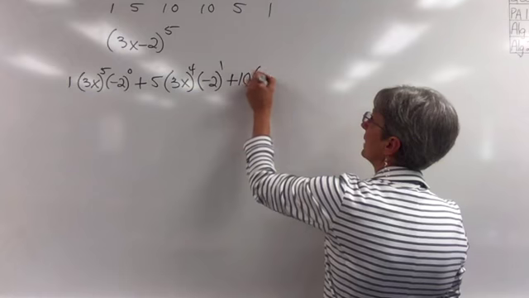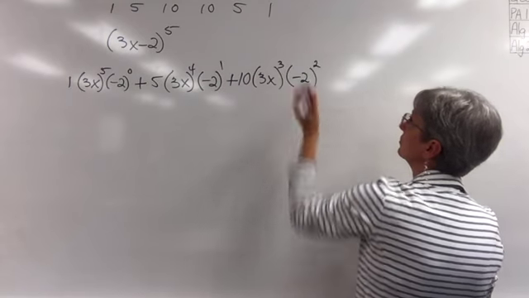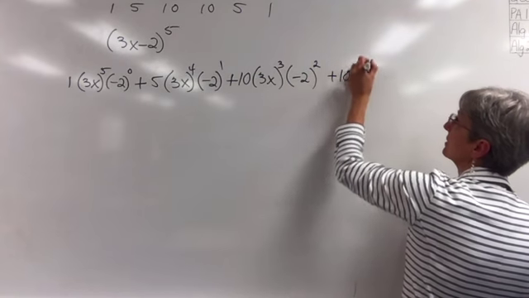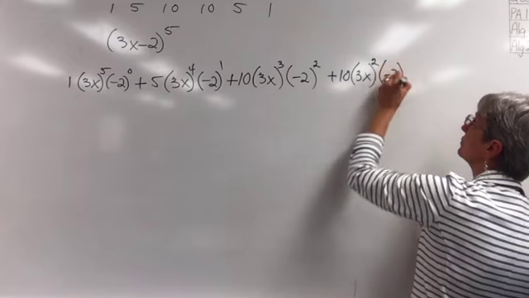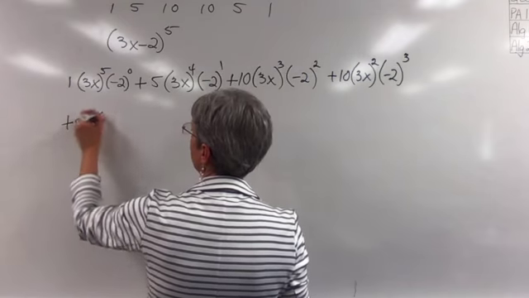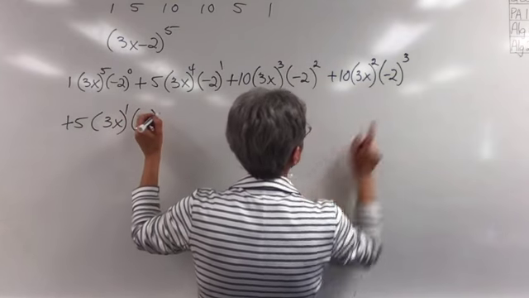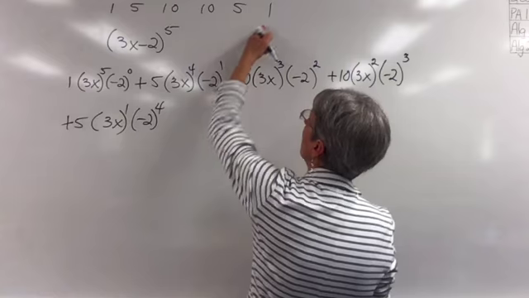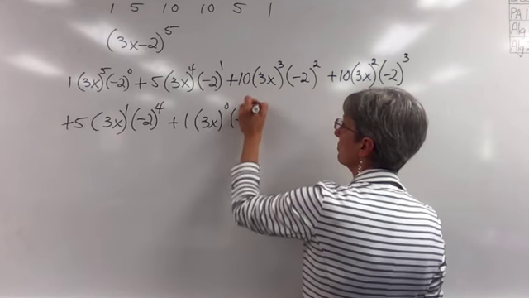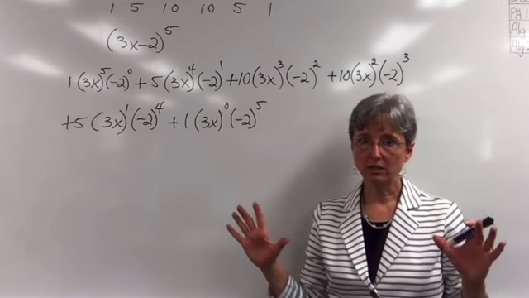Plus 10, so 3x, and now it's to the power of 3, and our negative 2 is to the power of 2. And our next term is the second 10, plus 10, 3x to the power of 2, and negative 2 to the power of 3. Right, then the next one is plus 5. Our 3x now is to the power of 1, and our negative 2 is to the power of 4. And then our last term is a plus 1, 3x to the power of 0, and negative 2 to the power of 5. Okay, those are all the terms not simplified.